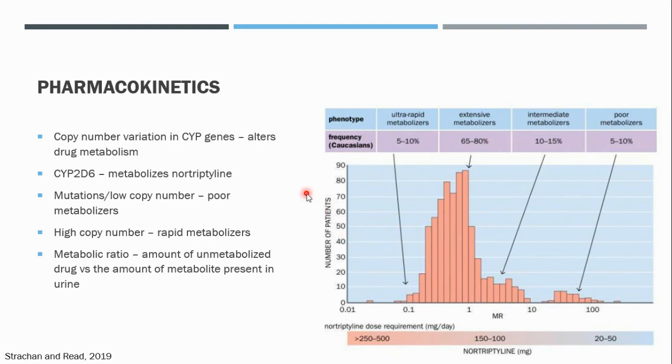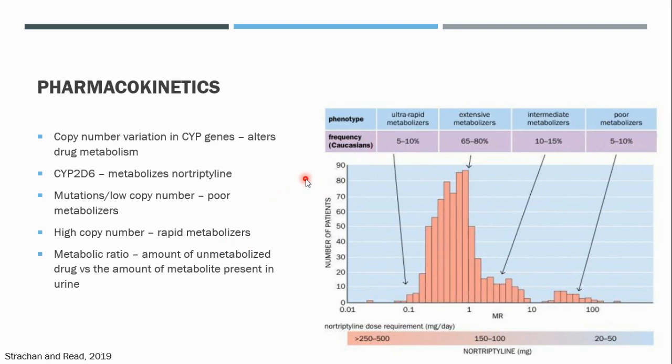So let's look at this example. Now this example is the study on nortriptyline, and it looks at how copy number variation in CYP genes can alter drug metabolism. So this study was conducted in the UK and therefore looks at the Caucasian population. Nortriptyline is an antidepressant drug and it is metabolized by the CYP2D6 enzyme. So patients who have mutations in the CYP2D6 gene or patients who have a low copy number of the gene are generally poor metabolizers of the drug, whereas patients who have a high copy number are rapid metabolizers of the drug.